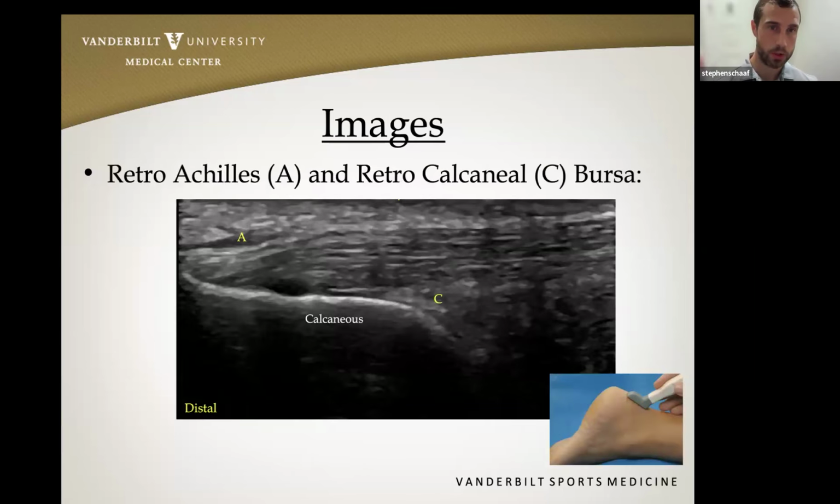Furthermore, some of the routine structures we had mentioned, you want to take a look at the retroachilles and retrocalcaneal bursa. For this, the Achilles bursa is going to be superficial, and then the calcaneal bursa will be deep. And at this area, we weren't seeing any bursal distension.